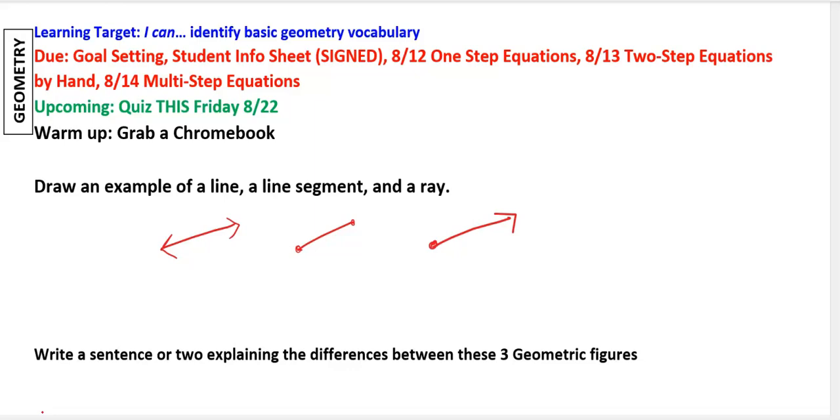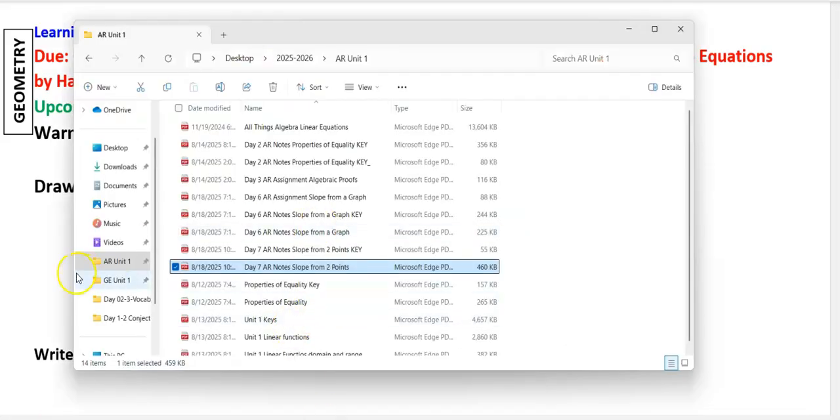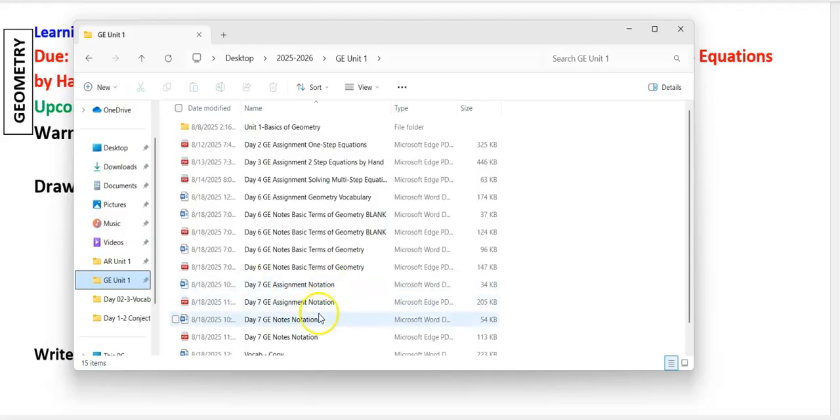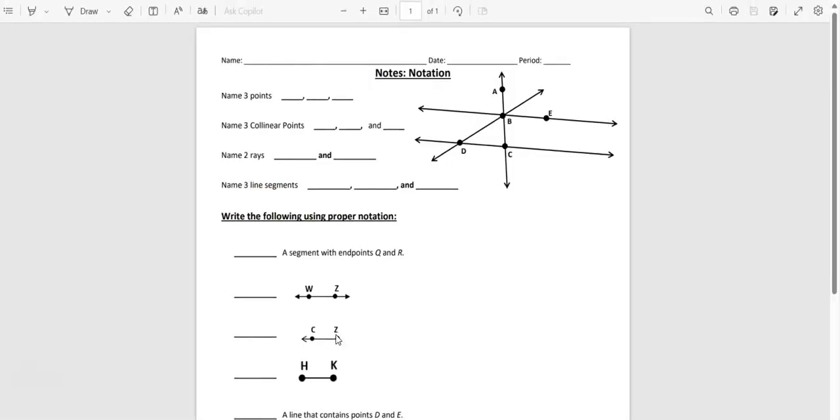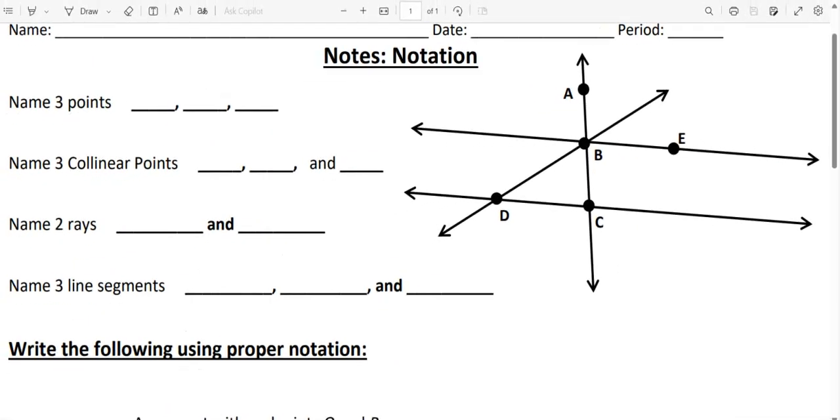There's one for... okay, let's do this. Oh. All right, focus up here.